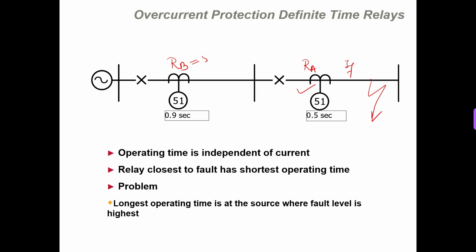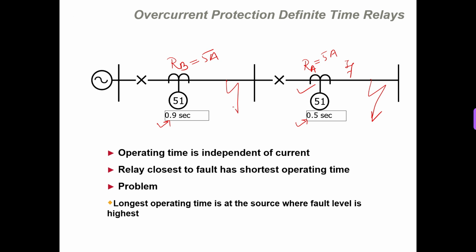Suppose this also operates at 5 ampere and this also operates at 5 ampere, both in secondary, of course. Then how can we discriminate? We generally discriminate simply by the time of operation. So the first relay will operate at 0.5 second, and if this relay fails to clear the fault within 0.5 second, then the second relay will operate.